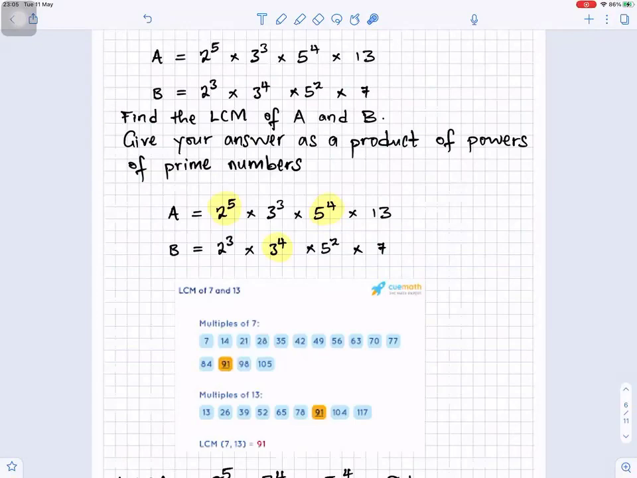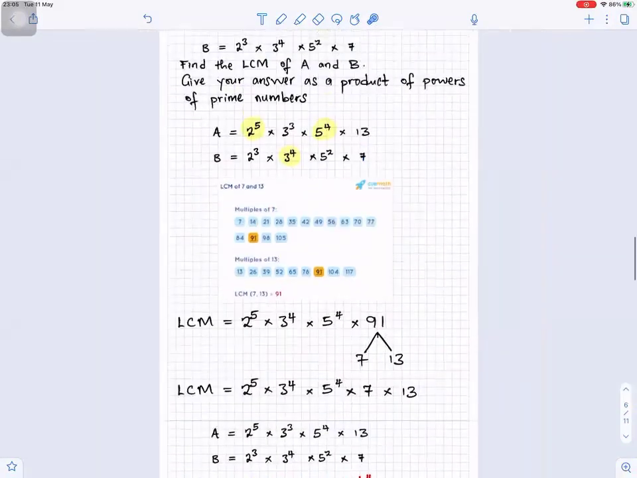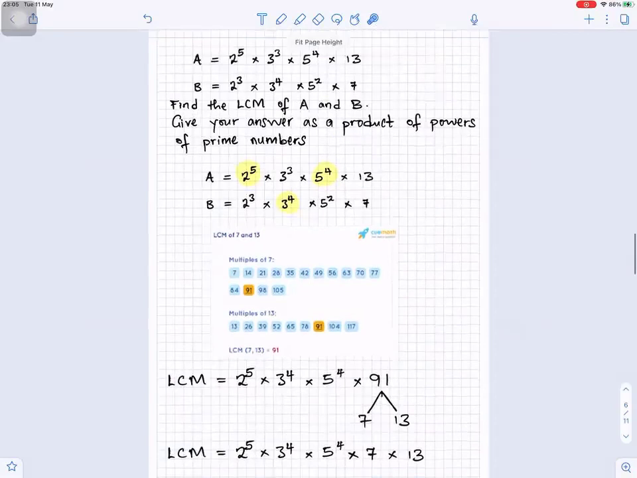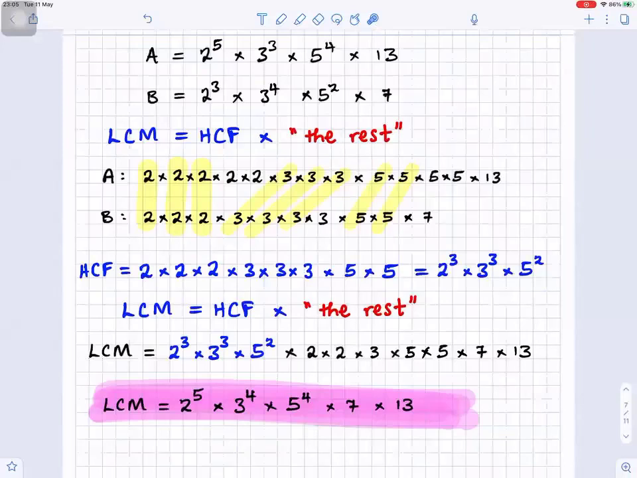And then you can write it as 2 to the 5 times 3 to the 4 times 5 to the 4 times 7 times 13. Or you can use this formula. LCM is HCF times the rest.